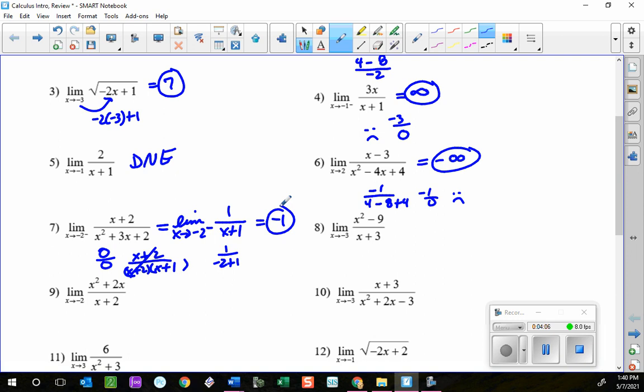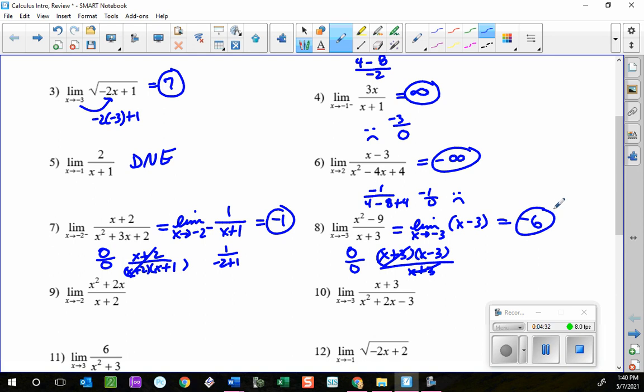For number 8, if I try to plug in -3, I end up getting 0 over 0, which usually means I have to factor, and in this one I can factor. At the top, x plus 3 and x minus 3. And the bottom is x plus 3, so they cancel. So this turns into the limit as x goes to -3 of x minus 3. So now I can plug in -3, and -3 minus 3 is -6.